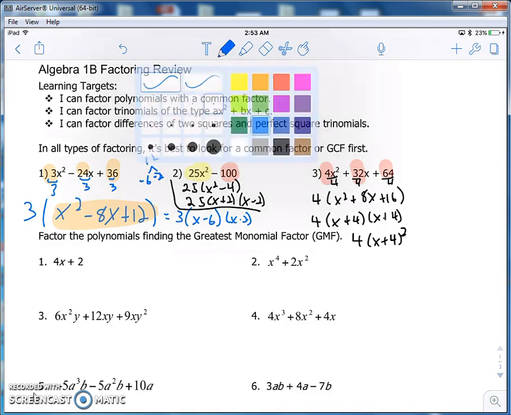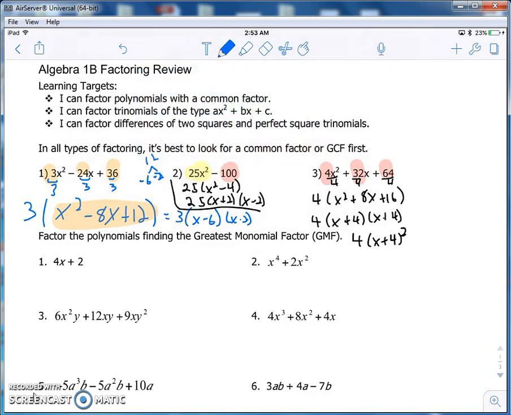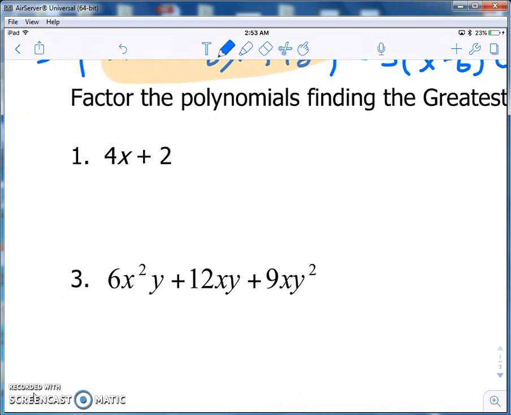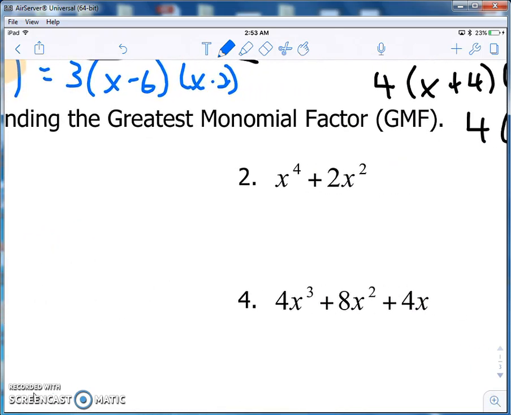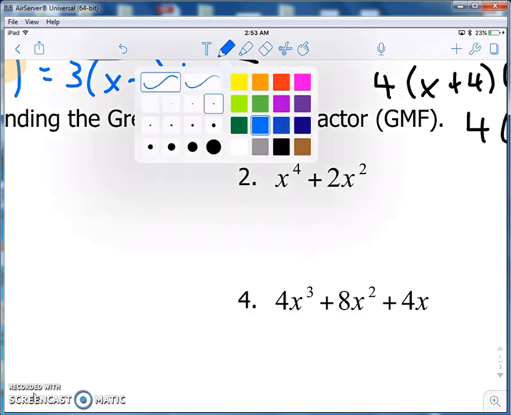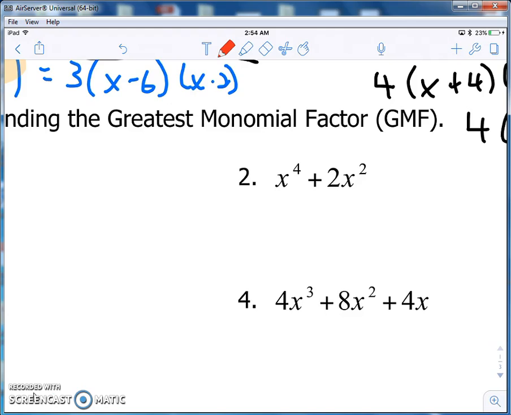Alright, here we go. Number 1 over here. This is just a greatest common factor. They're both divisible by 2, so we're going to factor out a 2. 2 comes out front. 4 divided by 2 is 2x. 2 divided by 2 is 1. It doesn't go to 0, it becomes 1. If this is a review for you, hopefully it is, you might want to pause and then just come back and check your answers as we go through them.